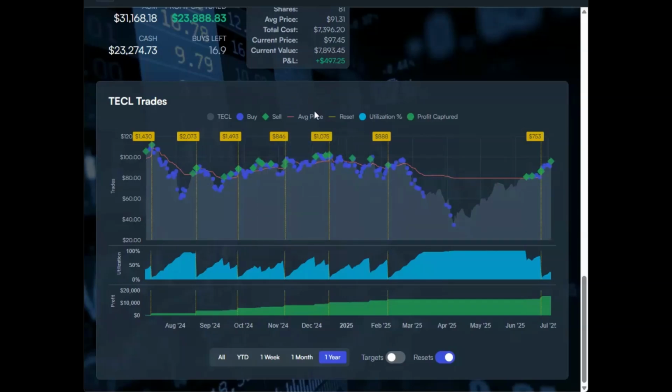These diamonds with the numbers above them are the long-term growth targets. These are when the resets occurred. The numbers at the top are the profits captured at each reset.